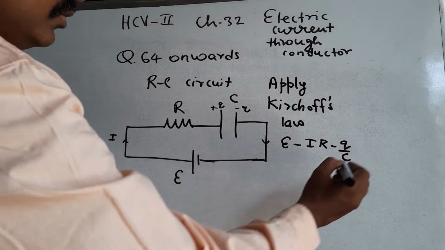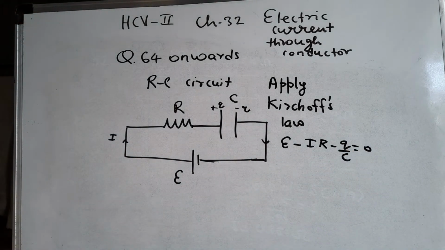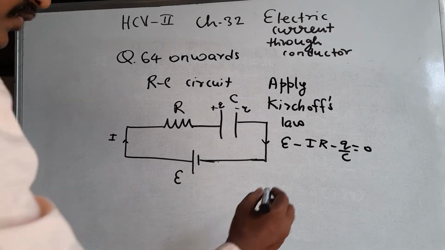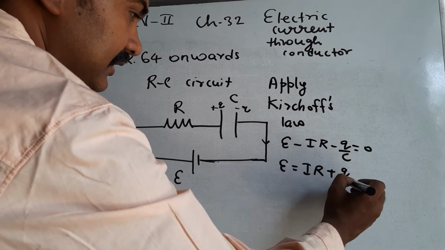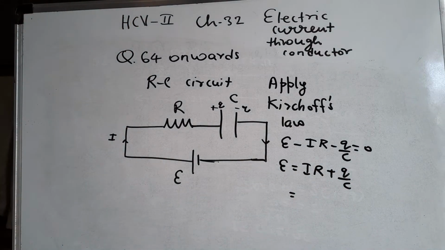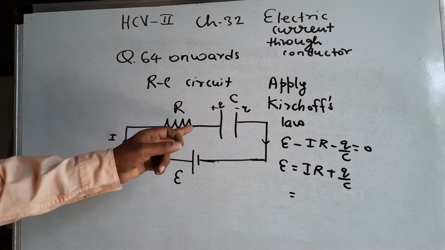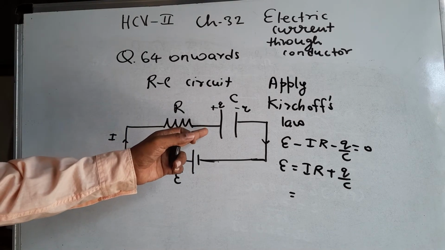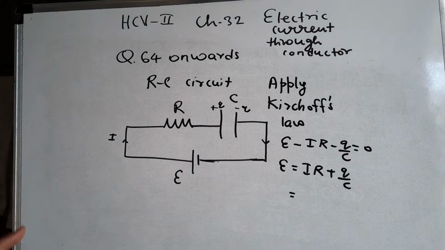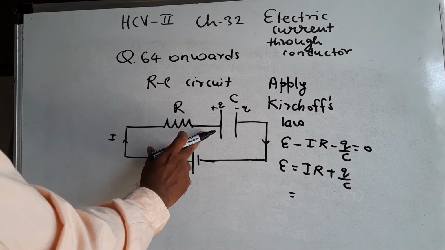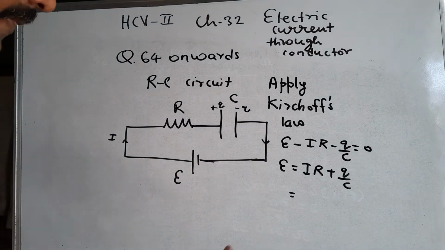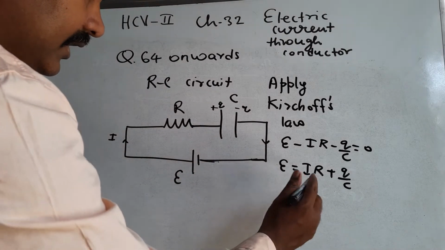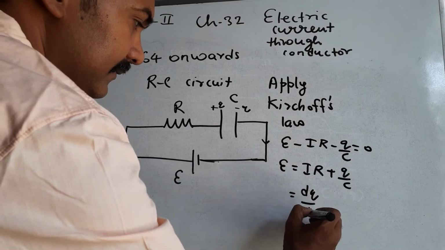And the loop over, I can write it as 0. The sum of changes will be equal to 0. So E will be equal to IR plus Q upon C. Now you're all aware that the rate at which the charge is passing through this conductor is also current. So the rate at which the charge is passing through the conductor is also the rate at which charge is depositing on the plate. So for this I can write dq upon dt.